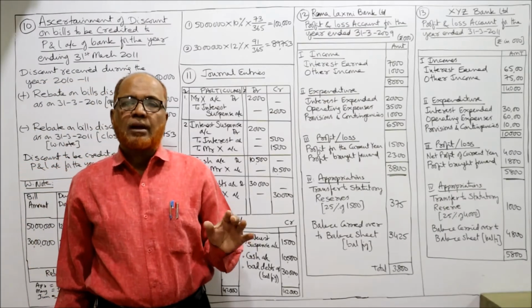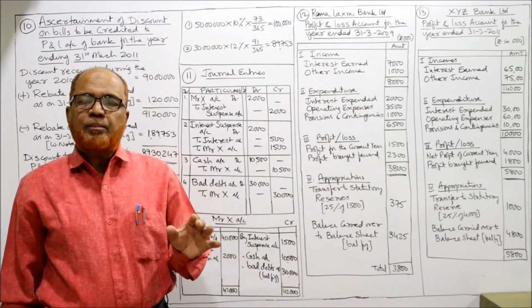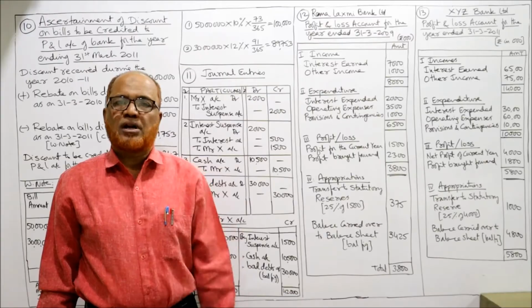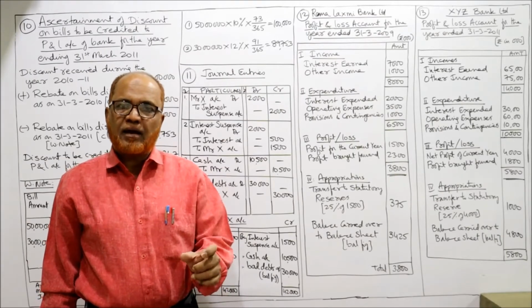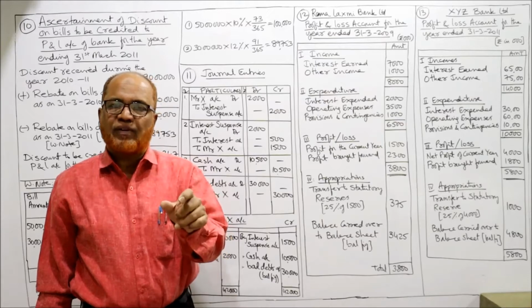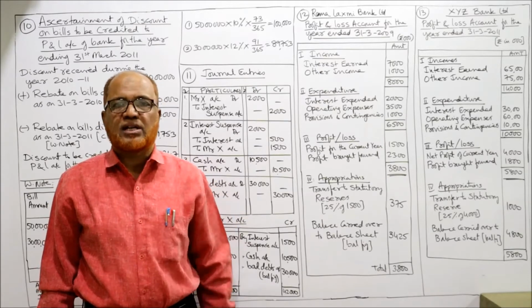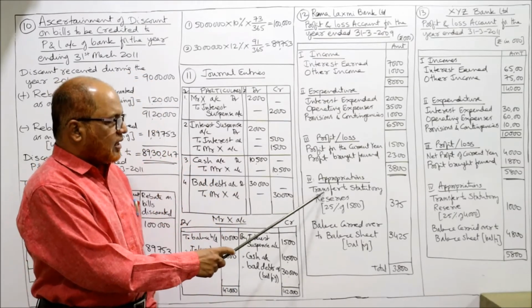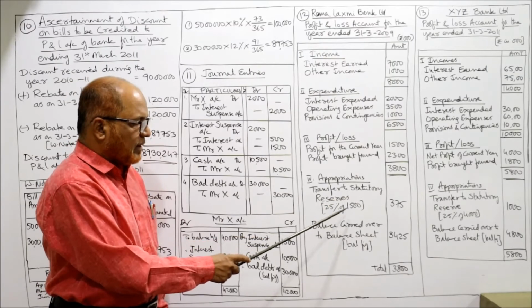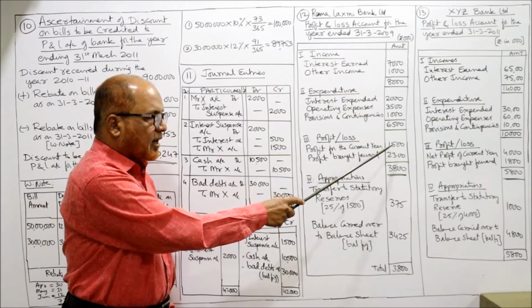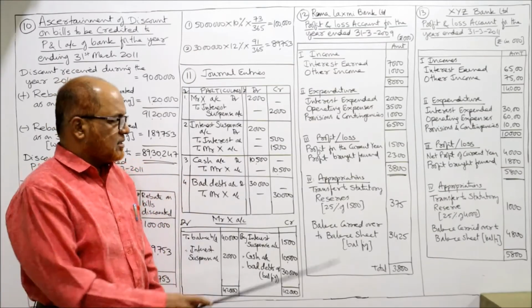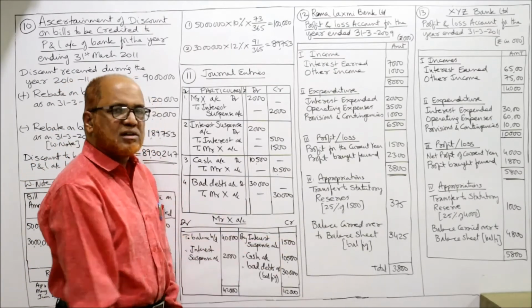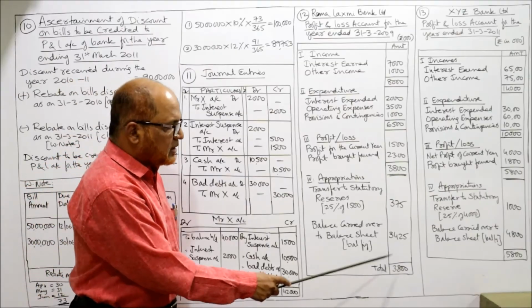So according to the RBI, 25% of current year's profit should be transferred to statutory reserve by every bank. Appropriation: transfer to statutory reserve, 25% of 1,500, the current year's profit. 25% of 1,500 is 375.